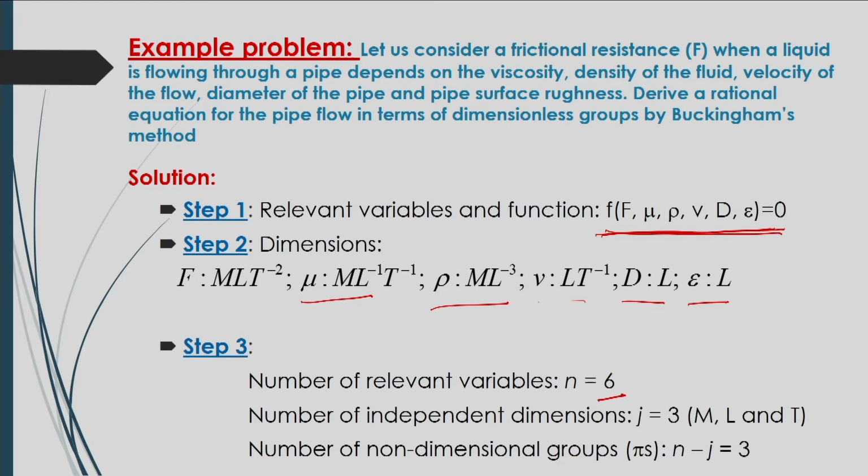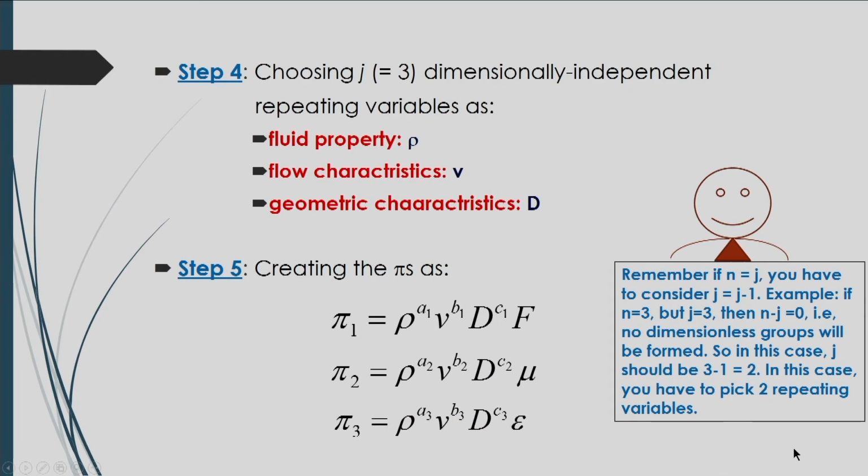The number of independent dimensions is generally 3, that is j: m, l and t. The number of non-dimensional groups will then be made based on the principle of n minus j, that is 6 minus 3, equal to 3. The next step is to choose 3 dimensionally independent repeating variables. You take one from fluid property, like density, one from flow characteristics, like velocity, and one from geometric characteristics, like the diameter of the pipe. So these 3 repeating variables will be chosen for the analysis.